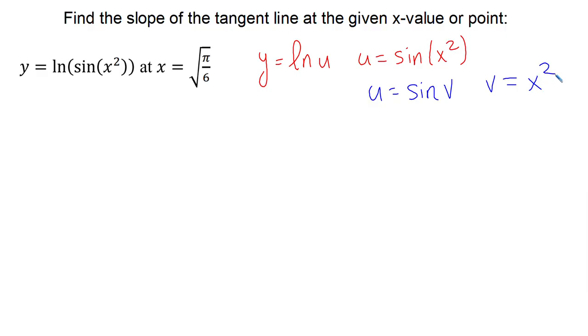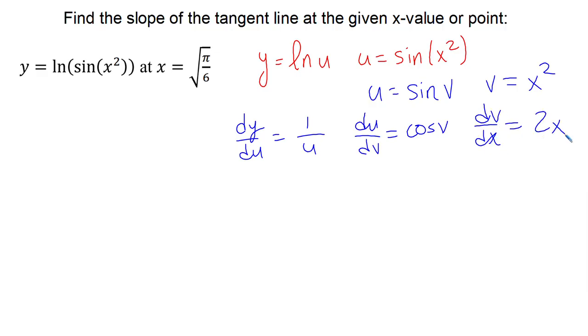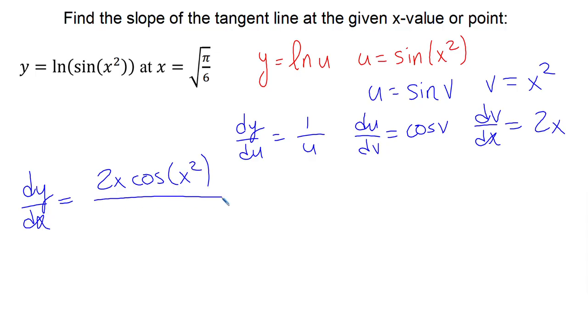So we have 3 different pieces here to take derivatives of for the chain rule. Our first one, dy du, is going to be 1 over u. Our second one, du dv, is going to be cosine of v. And our last one, dv dx, is going to be 2x. So our final derivative here, dy dx, will be the 2x times the cosine of v. V is x squared, all divided by our function u, which was the sine of x squared. So that should be our derivative.